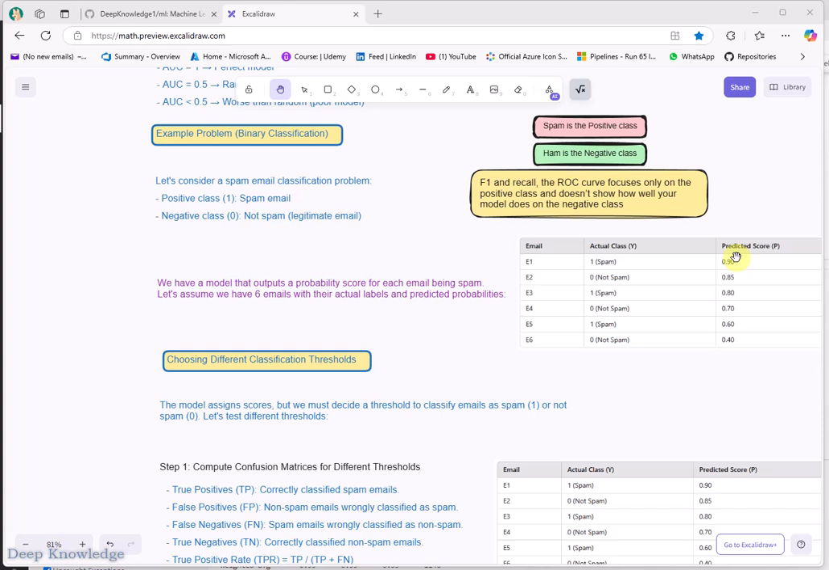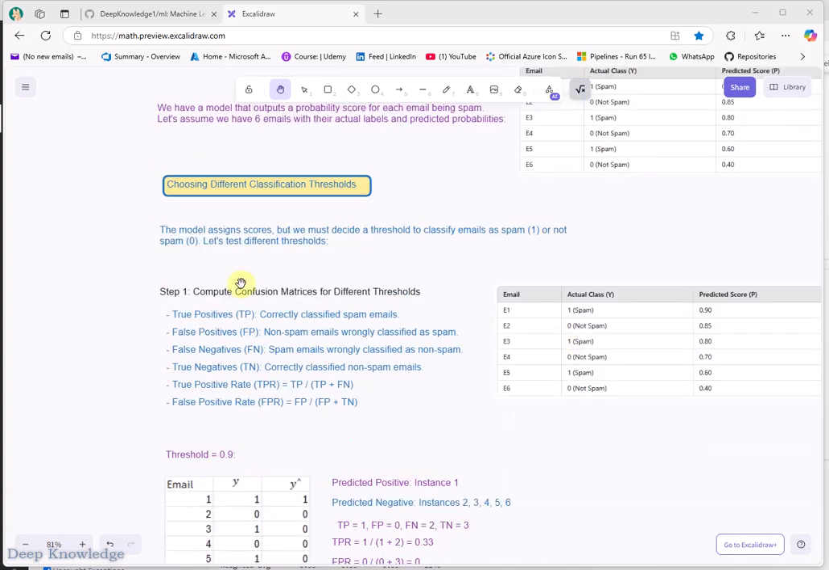But now we need to see what is the best threshold that can separate our spam and ham perfectly. So in this case, not only 0.5, it could be 0.7, or it could be 0.9, or I don't know, 0.4. And we will cover in this lecture how to choose the perfect threshold.